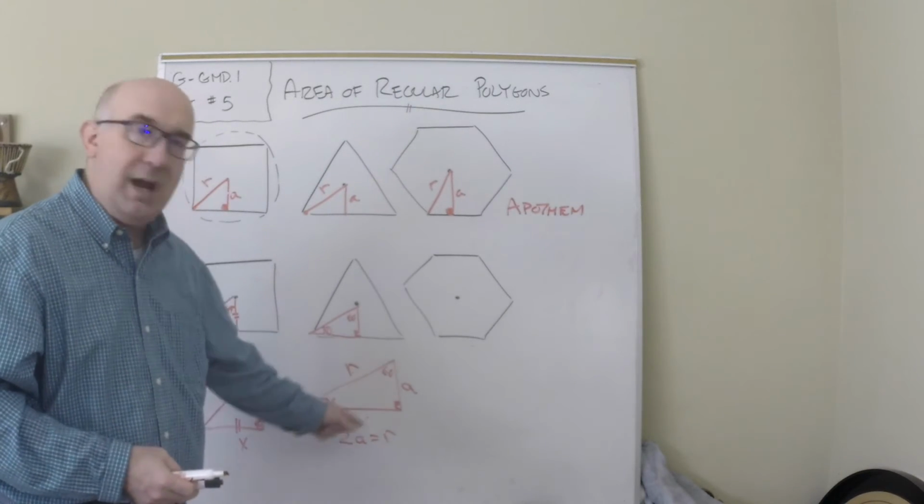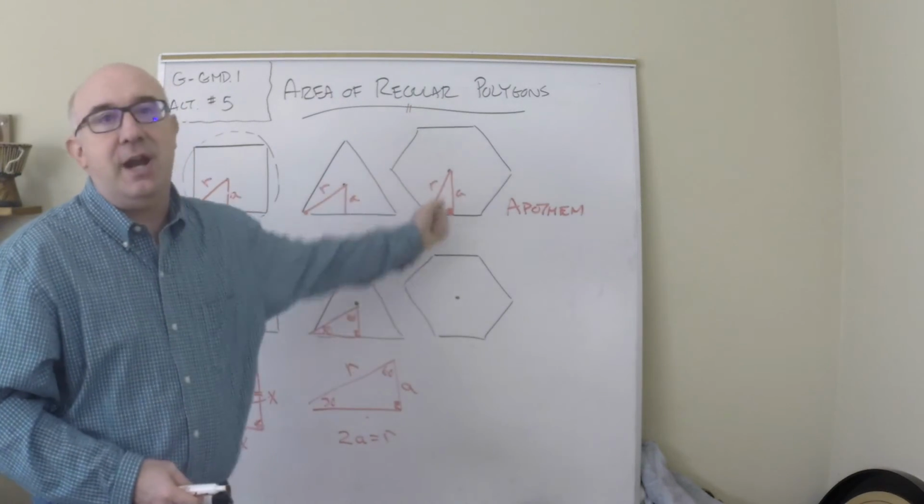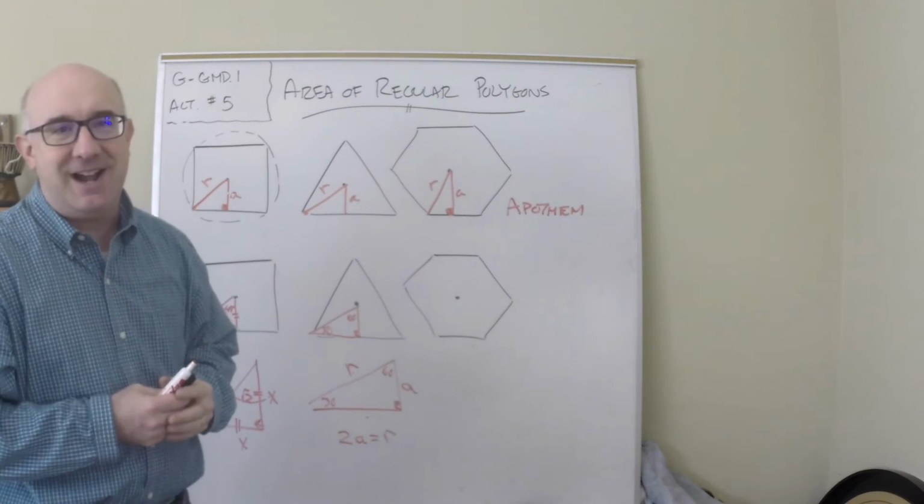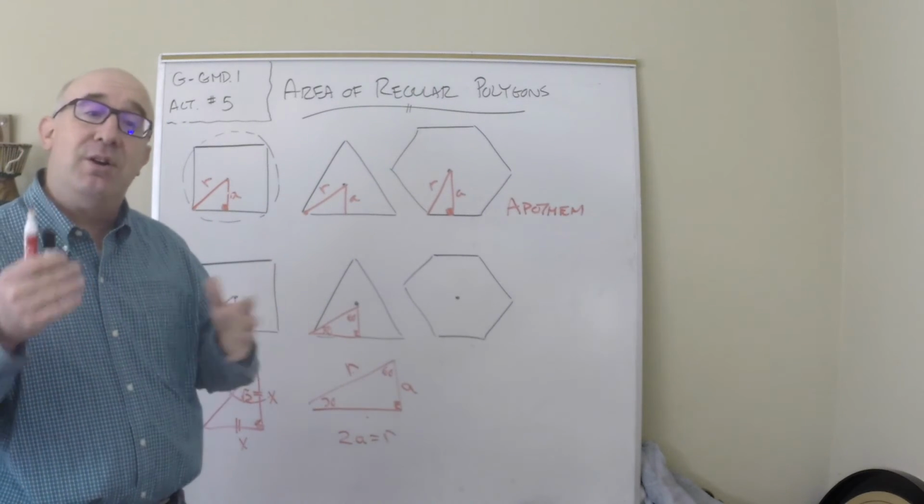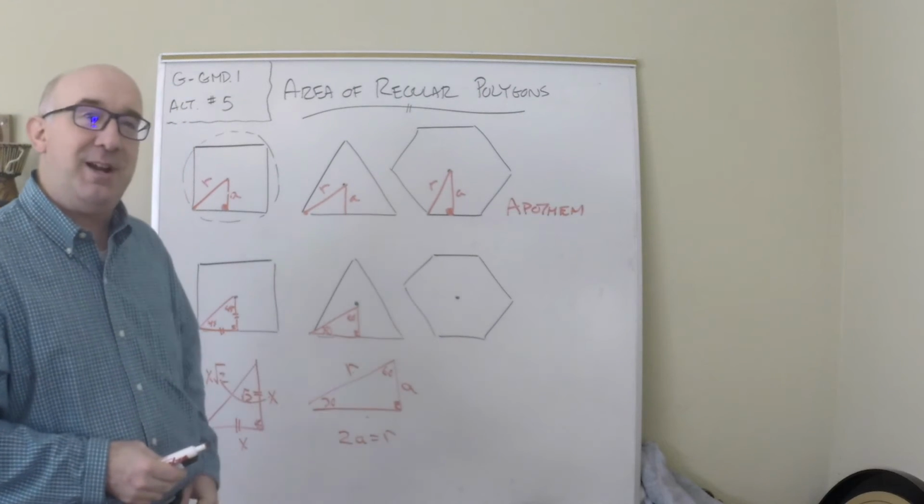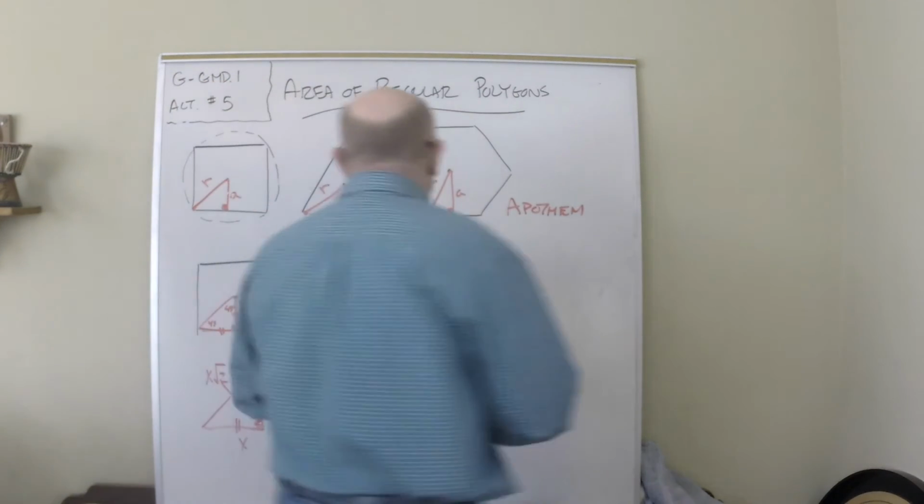I'm trying to teach you how in these three shapes, there are these special triangles hiding there, and all of the numbers are determined based off of the special right triangles. Let's look at the last one.